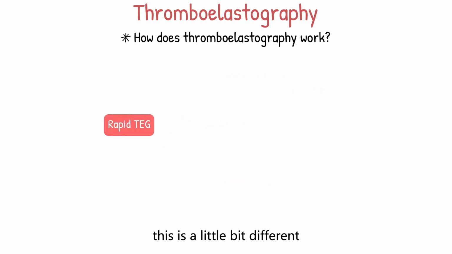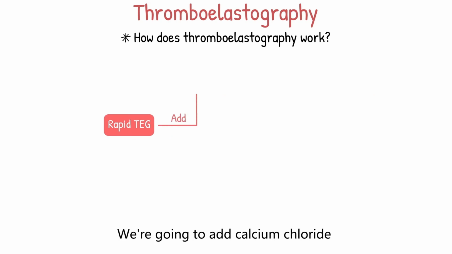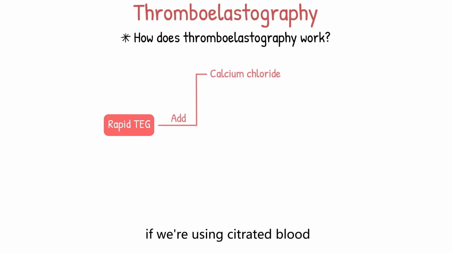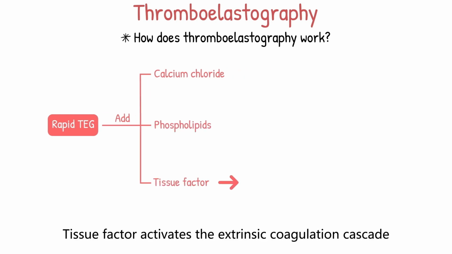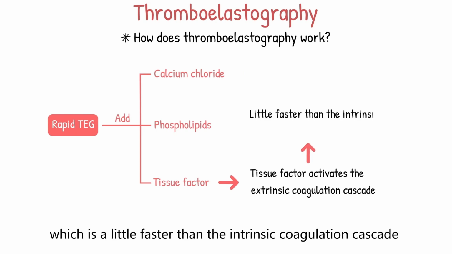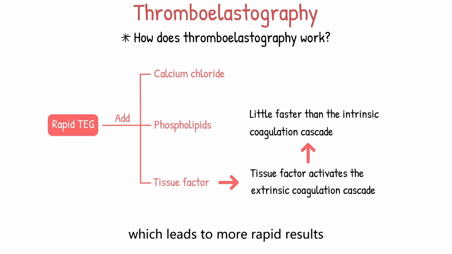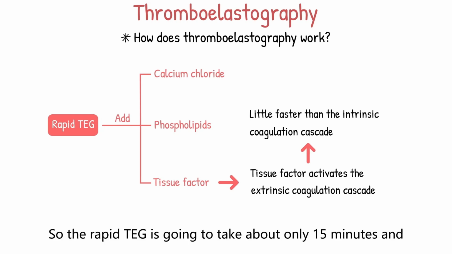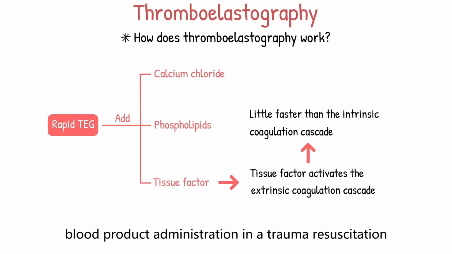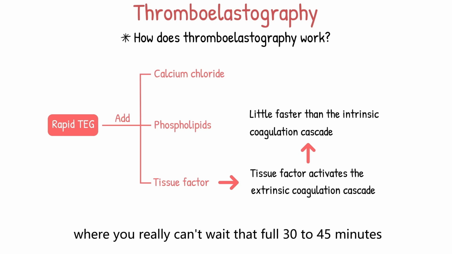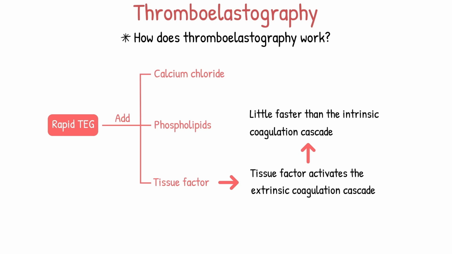In the rapid TEG, this is a little bit different. We're going to add calcium chloride if we're using citrated blood. We're going to add in those phospholipids and tissue factor. Tissue factor activates the extrinsic coagulation cascade, which is a little faster than the intrinsic coagulation cascade, which leads to more rapid results. So the rapid TEG is going to take only about 15 minutes, and that's why it can be so helpful when you're using it to guide blood product administration in a trauma resuscitation where you really can't wait that full 30 to 45 minutes.